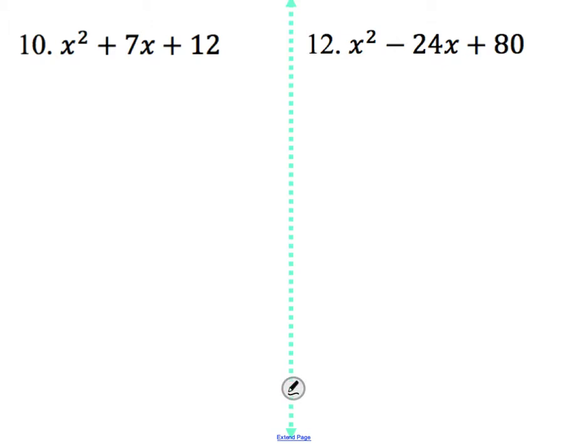Number 10 here, what multiplies to give me 12? So 12 and 1, 6 and 2, 4 and 3. So what adds to give me 7 there is going to be 4 and 3. So on to 80. What multiplies to give us 80? We can start to list them out there. And again, what multiplies to give me a positive 80, but adds to give me a negative. So to get a positive 80, either it has to be a plus and a plus, or it has to be a minus and a minus. Well, in this case, it has to be a minus and a minus because it's the only way you're going to add to give you a negative middle term.